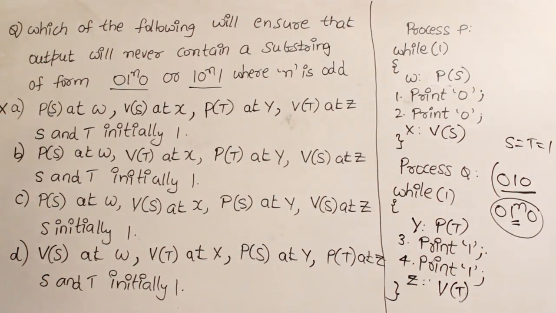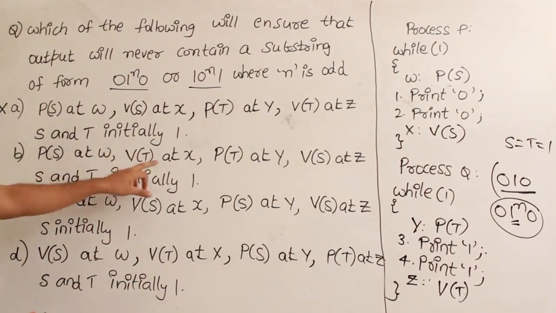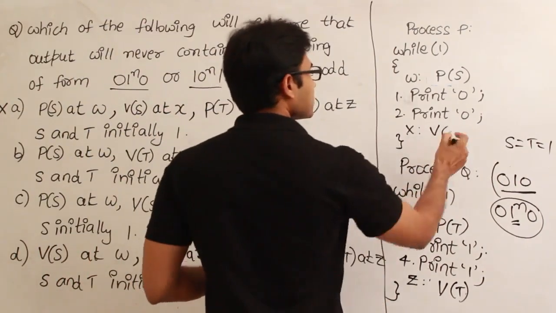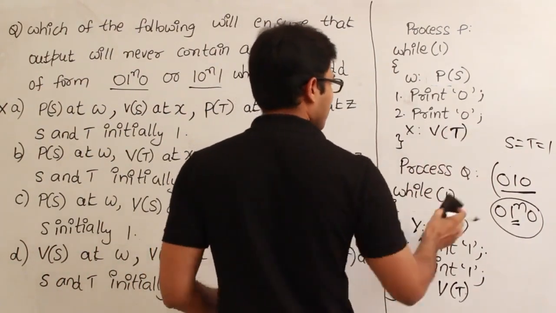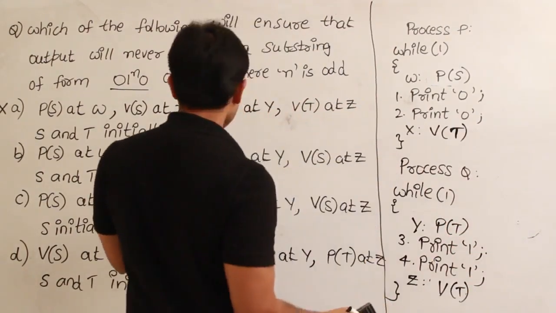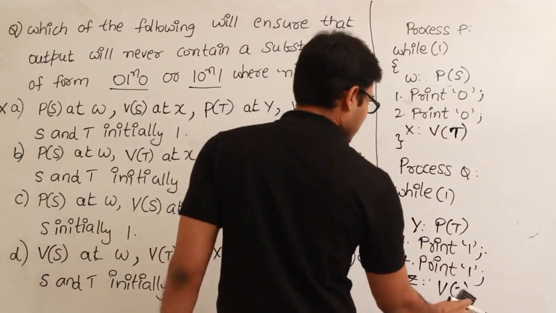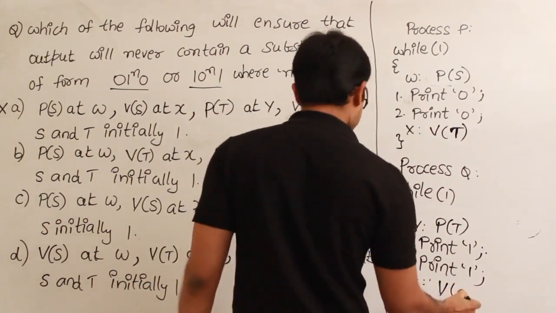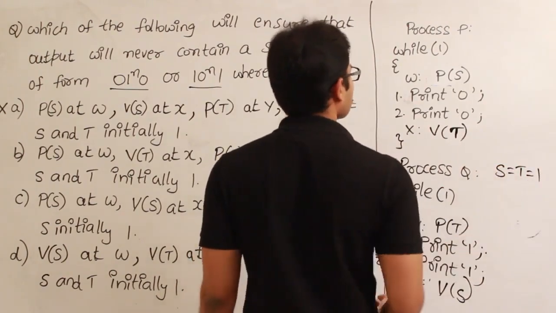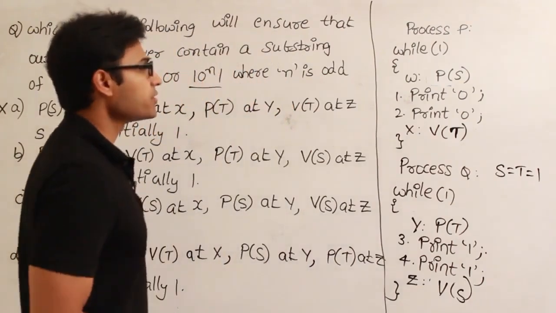Next, let's see option B. Option B says that at W it is P of S and at X it is V of T. Then at Y it is P of T, and at Z it is V of S. Both are initialized to 1, S equal to T equal to 1. Now watch what happens.